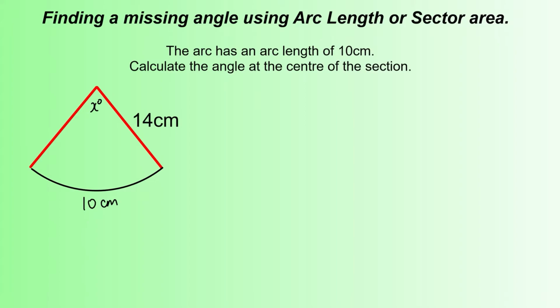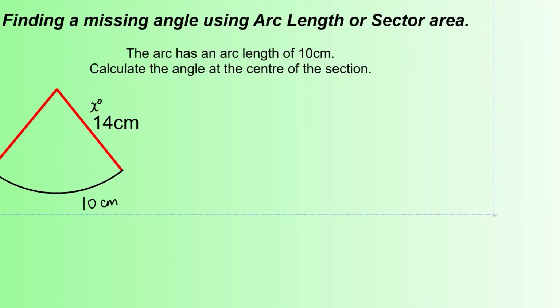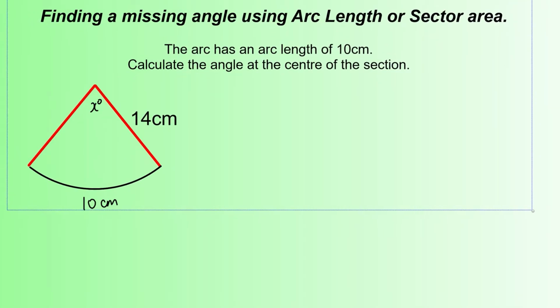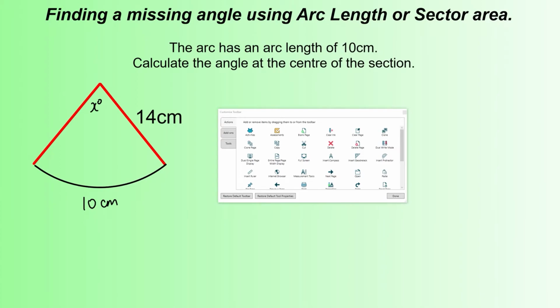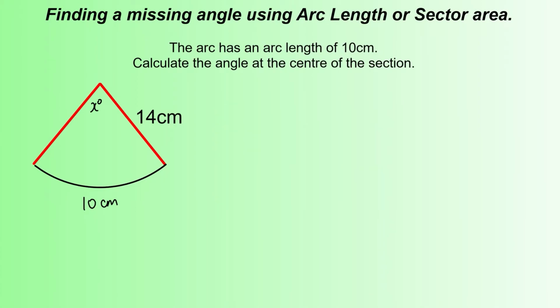Okay, so the key thing here is looking at what you've got. We want to find x, so it's different from what we had before. But the information we're being given is that we know the arc length. We know that the arc length is 10 centimeters. So if it tells us that information, that means we need to use the arc length formula. Again, you need to memorize that. So it's x over 360 times pi d for your arc length.